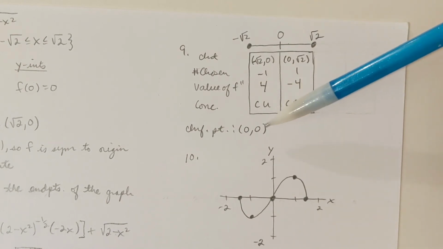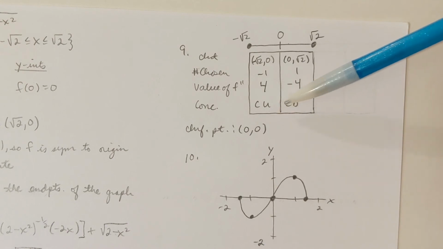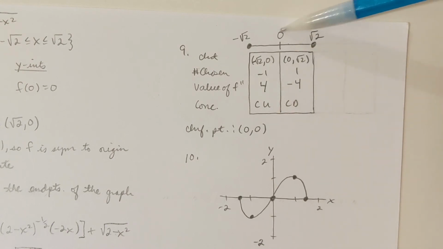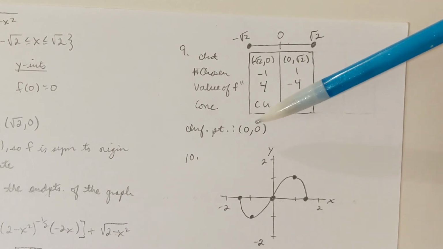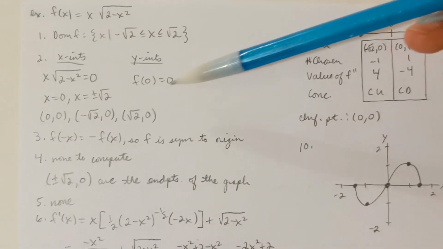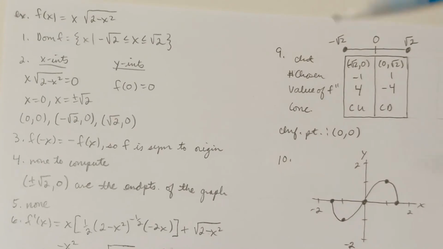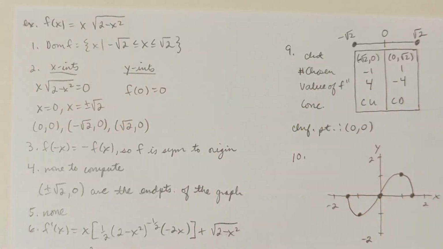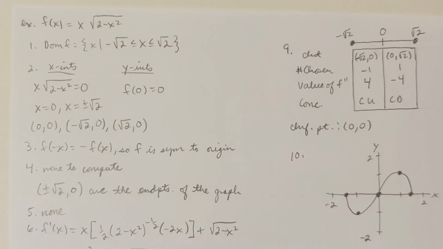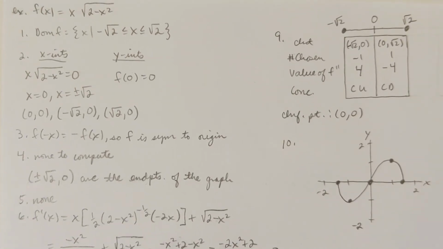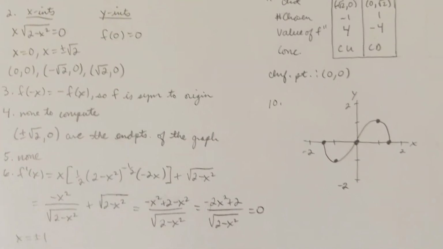All right, I switch concavity from concave up to concave down at 0, and therefore I'm going to have an inflection point when x is 0. When x is 0, y is 0. We've already said that. So this intercept that I've mentioned back in step 2 is also an inflection point. Okay, and now I think I'm ready to go ahead and draw this.